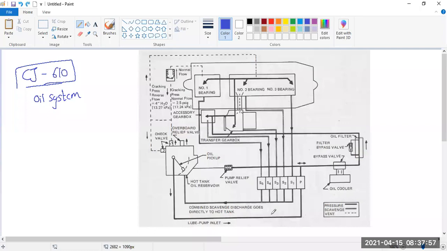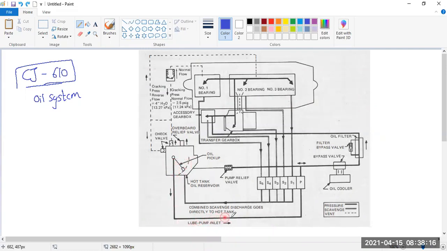Okay, let us start now. The component is the CJ610 oil system, the complete oil system. This is the engine. This is the oil tank, so in the oil tank, oil will be stored. From here, high pressure, this is the hot oil tank as I've already told you. Oil will come over here.